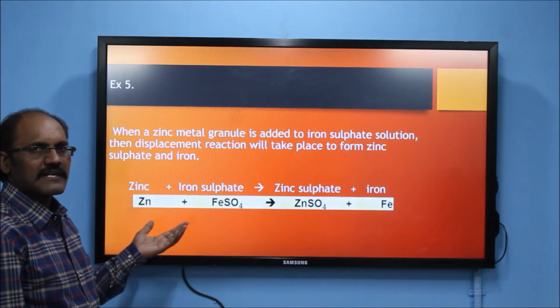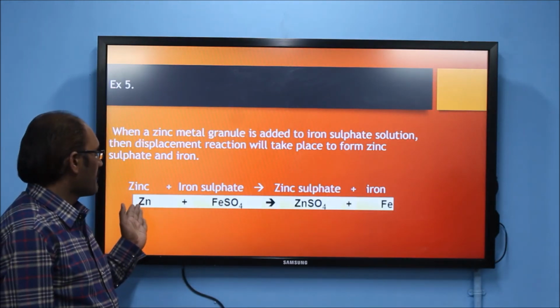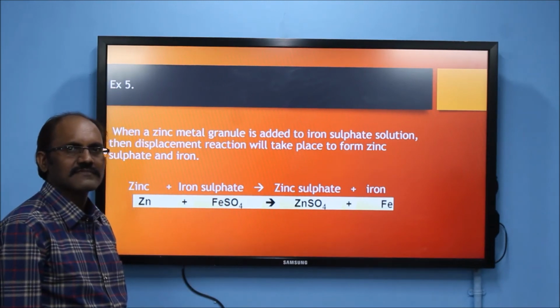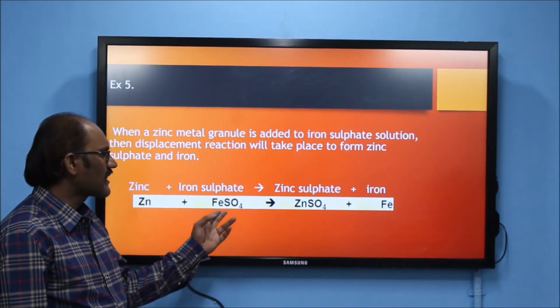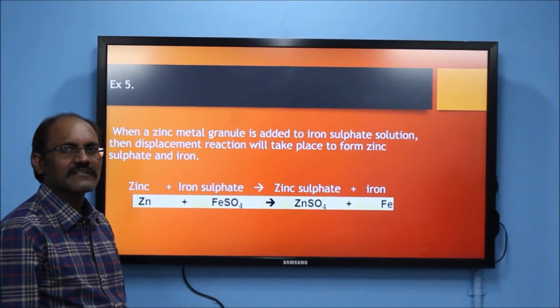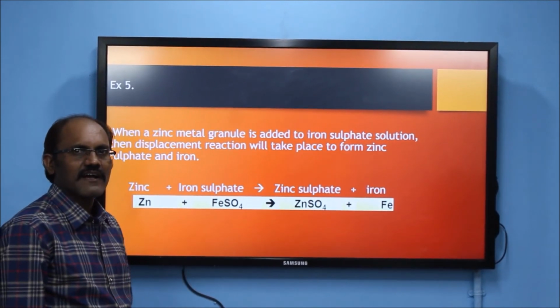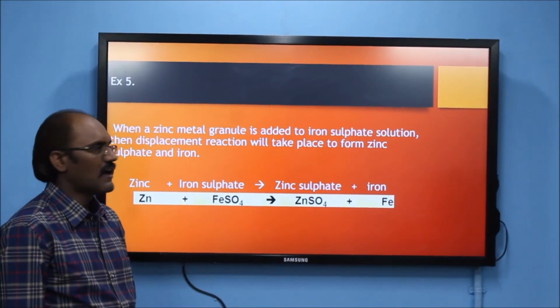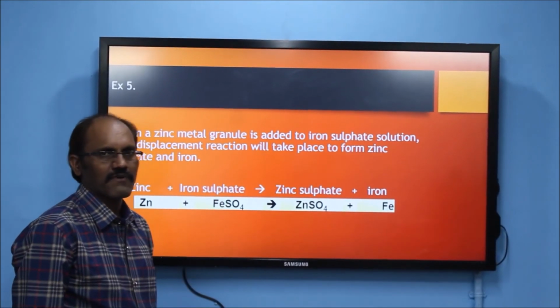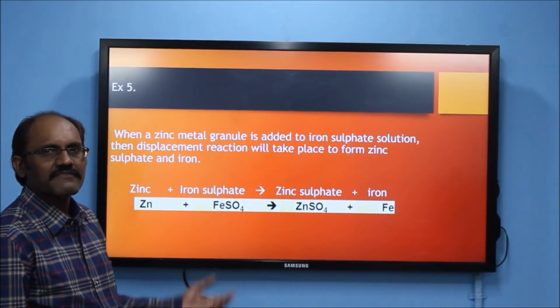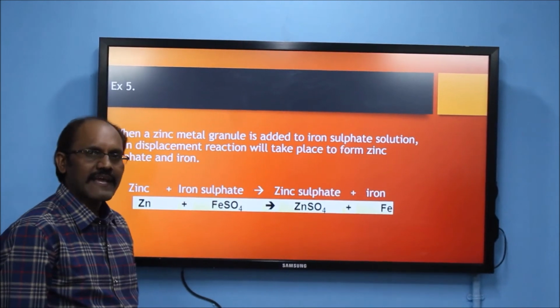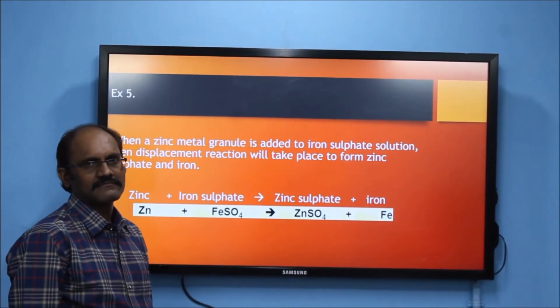And if we go for another example, when we add zinc metal granules to iron sulfate solution, then the green color of iron sulfate solution gradually fades and as a result zinc sulfate is formed and iron is also formed. This activity proves that zinc is more reactive than iron.